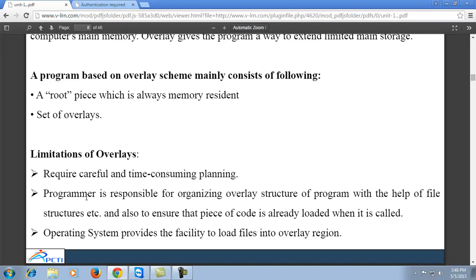The programmer is responsible for organizing the overlay structure of the program with the help of file structures, and also for ensuring that a piece of code is already loaded when it is called. The operating system provides the facility to load files into the overlay region.